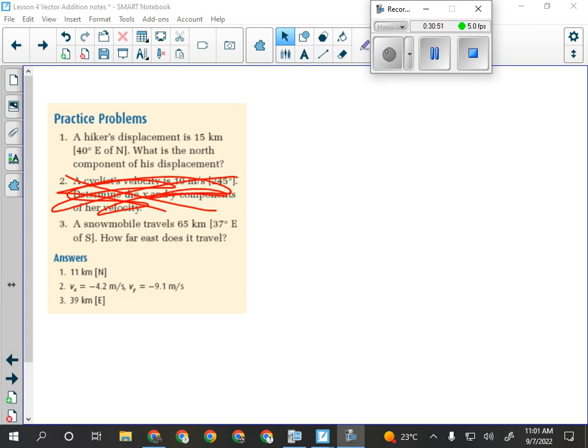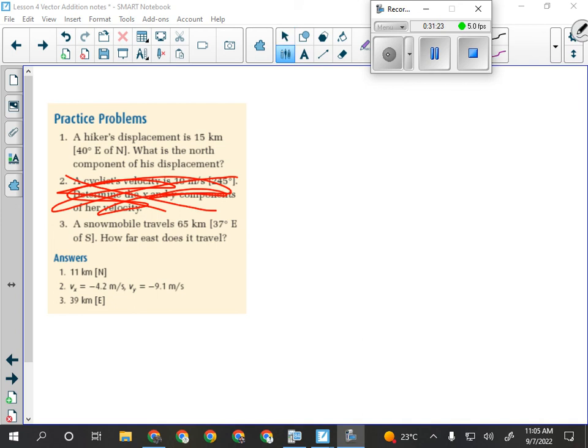I'd like you guys to try 1 and 3. They are way simpler than what we just did. All you're having to do for 1 and 3 is find either the x or the y component of the vector they give you. So there's only one vector, and you're only having to find one side of it. This is simply an exercise in practicing resolving a vector into its components, finding x or finding y, whichever you're being asked for. So way, way easier than what we just did.